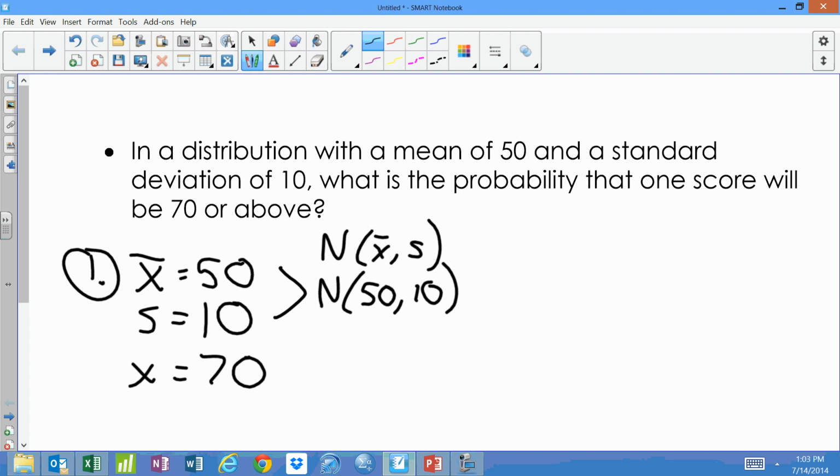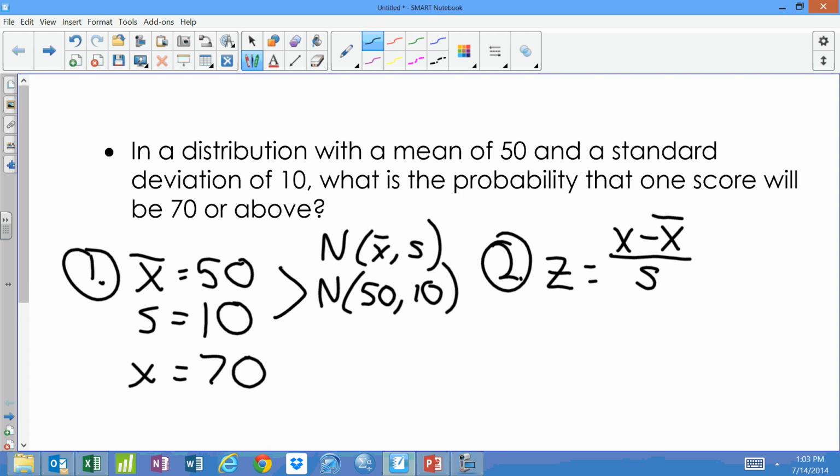Your second step, I would standardize. And when I say standardize, I mean use your formula. To standardize, we need to find x minus mean divided by standard deviation. So for part 2, we're going to standardize our formula. We're going to take our x-score, subtract our mean, and divide by our standard deviation.